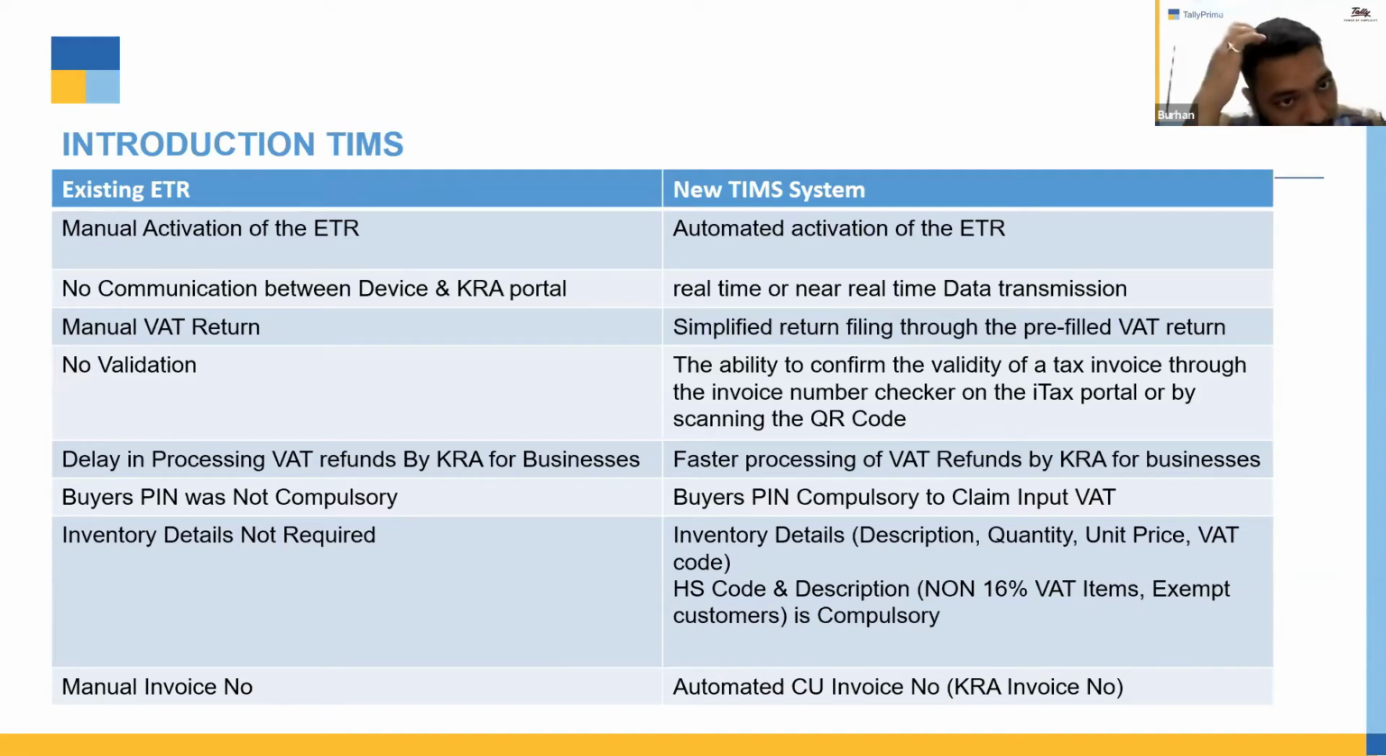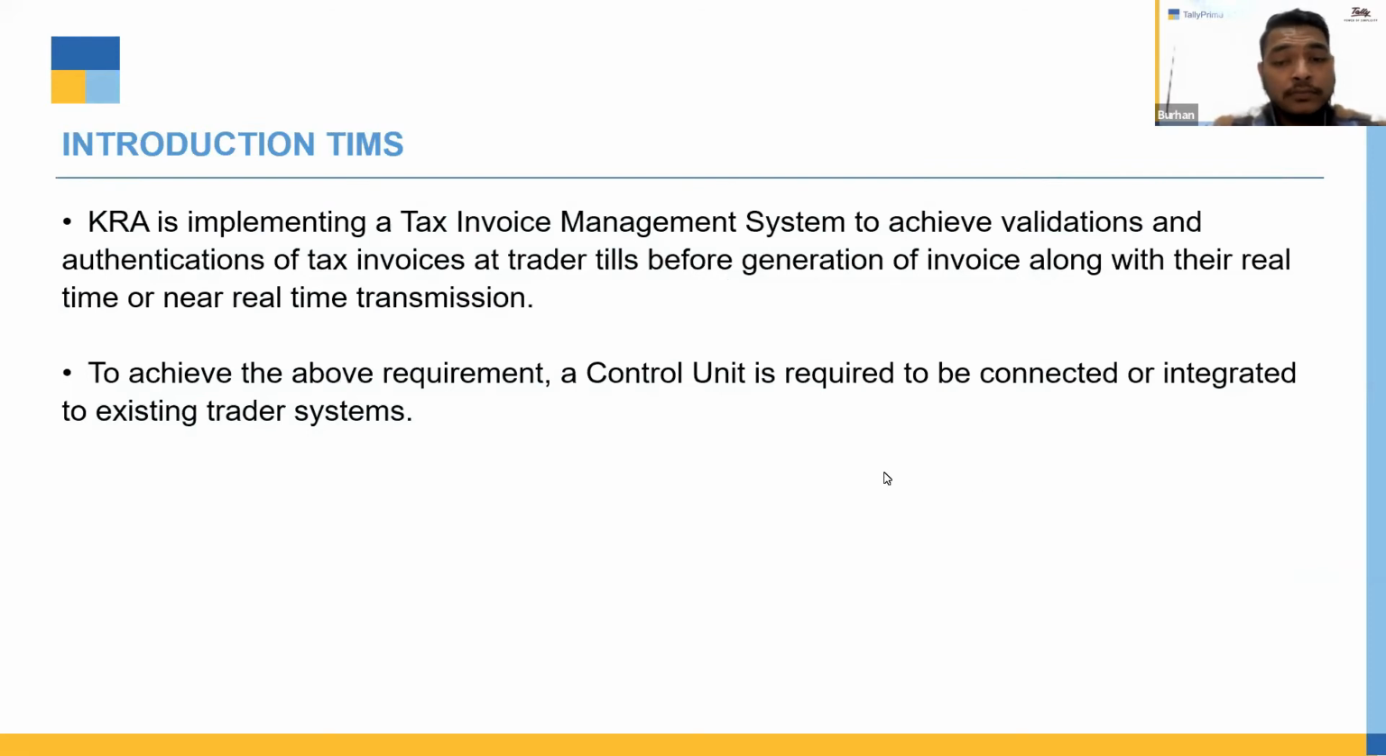On the existing ETR, inventory details are not required. What you sold, that's not required. On the new machine, inventory details are required: description, quantity, units, VAT code, HS code, and if there are exempted or zero-rated items, that is required. On the old ETR, it's a manual invoice number. On the new machine, it's automated with the CU invoice number, the KRA invoice number. They give it to you.